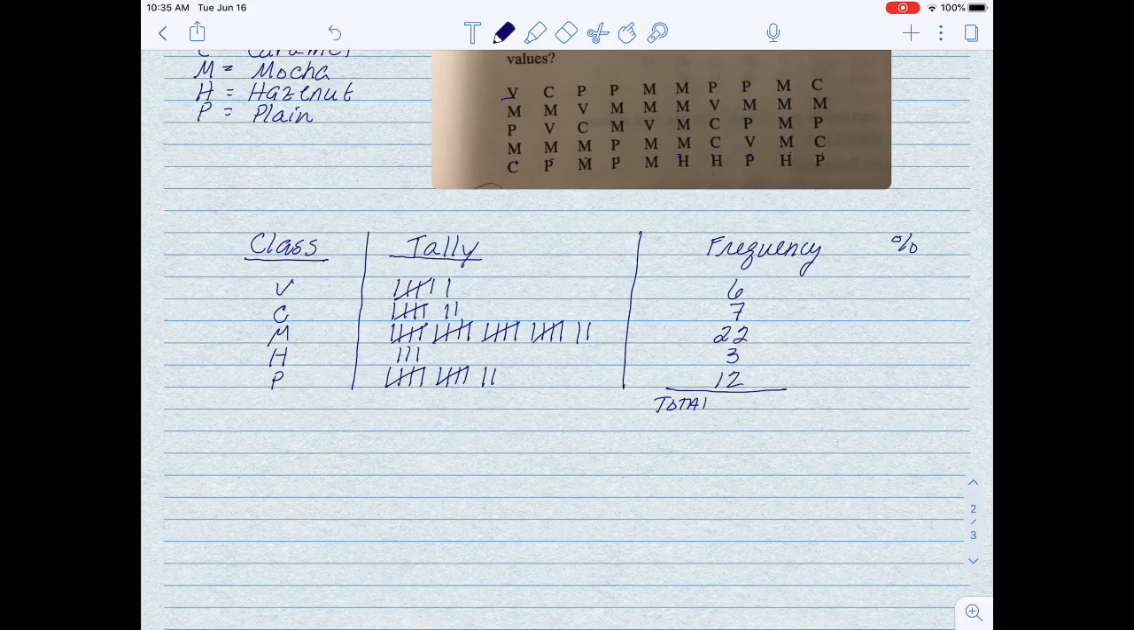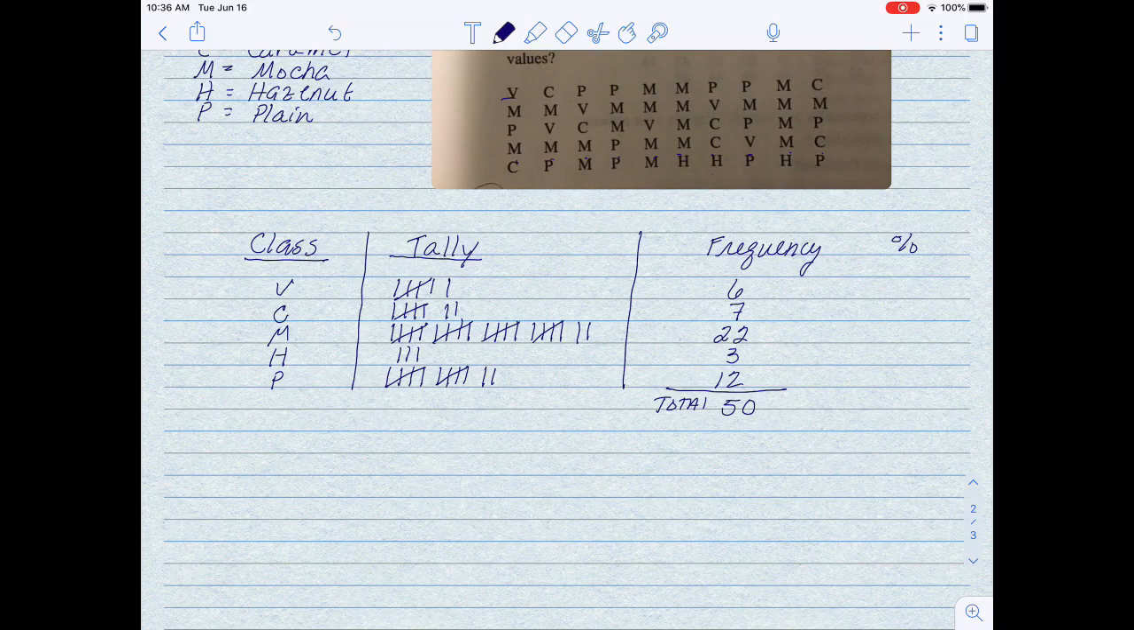So you should add up these things, 6 plus 7 plus 22 plus 3 plus 12, and it adds to 50. That tells you that you have the right number of tally marks, that you probably did this correctly, because the total of the frequency is equivalent to the total number of values that you have.